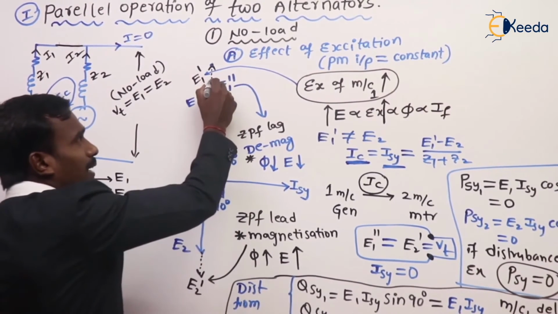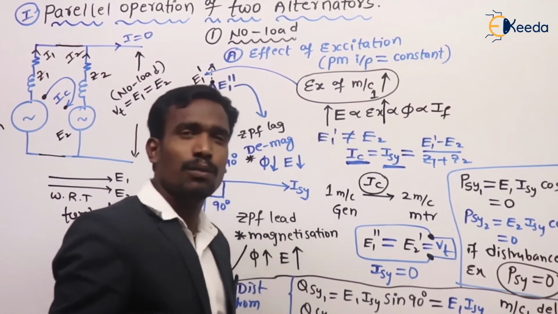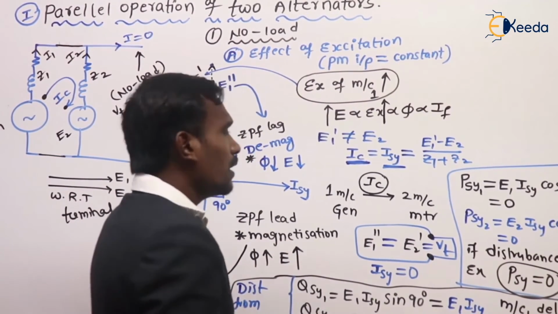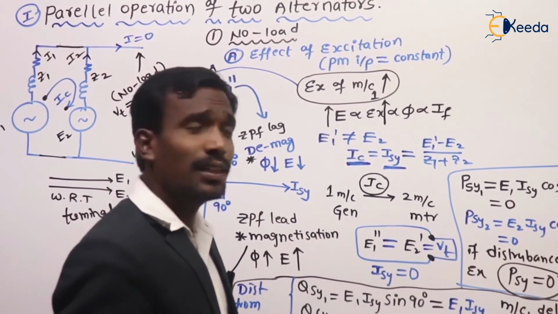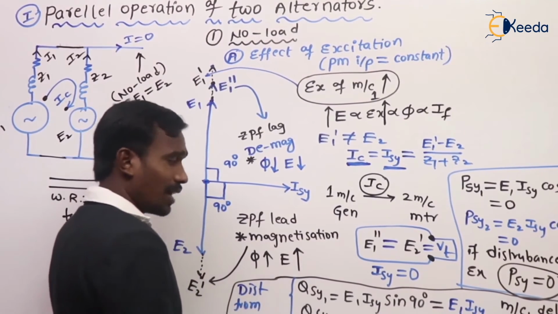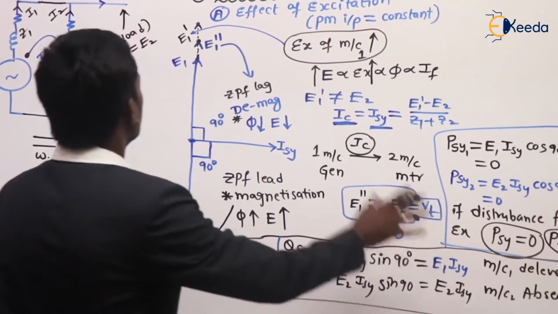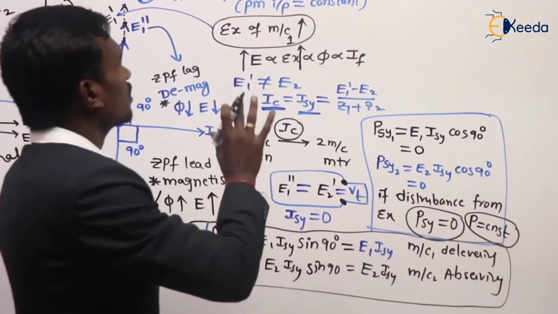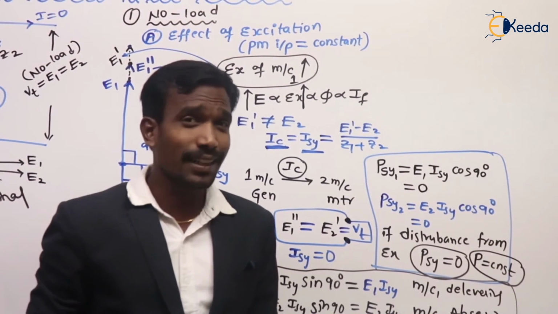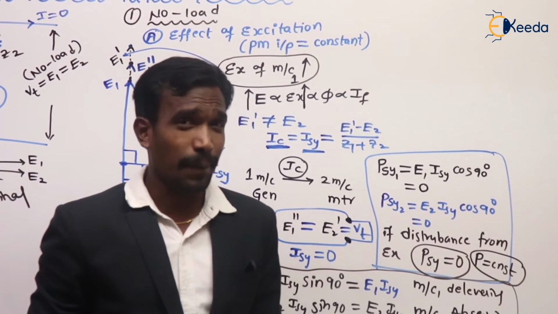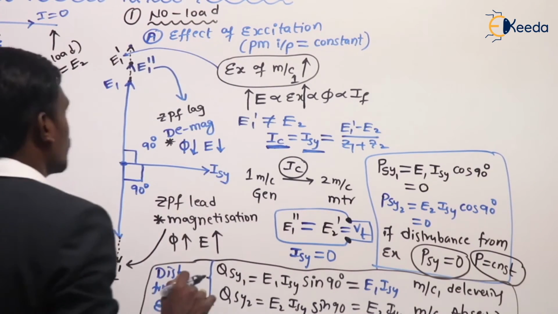At a particular point, both are exactly equal, which is equal to the terminal voltage. So here the terminal voltage is constant. In order to maintain the terminal voltage constant, synchronizing reactive power comes into action. This is simply the topic of the effect of excitation. Are you getting or not? Are you okay? Now, let's see here. A small topic is there.